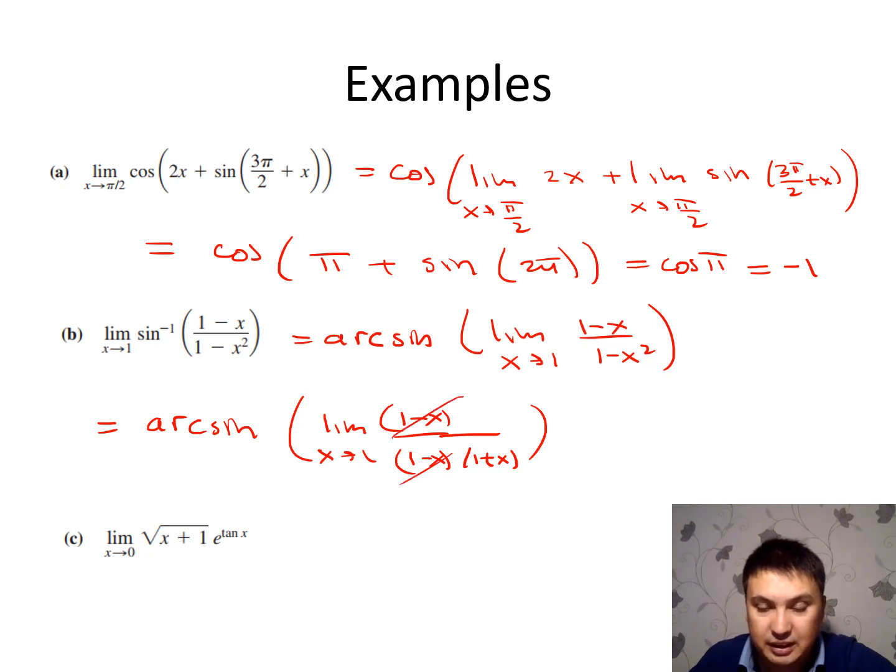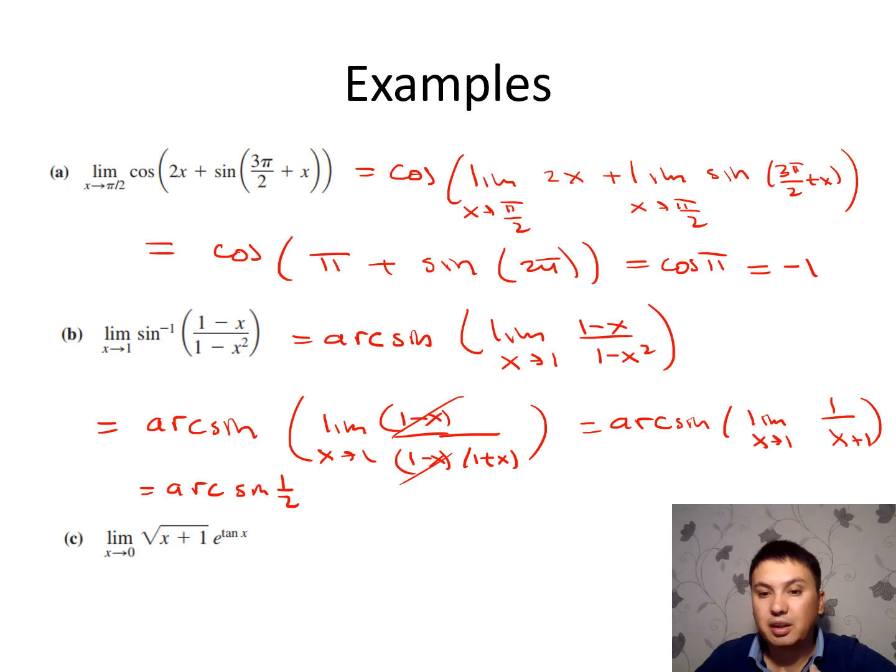So then we see that 1 minus x cancel. So you get arc sine of the limit as x goes to 1 of 1 over x plus 1. As x goes to 1, x plus 1 goes to 2, so this is 1 over 2. So this is arc sine of 1 over 2. So it means, for which theta is sine of theta 1/2? So that's the question, right? So this is 30 degrees, I guess. So it's pi over 6.